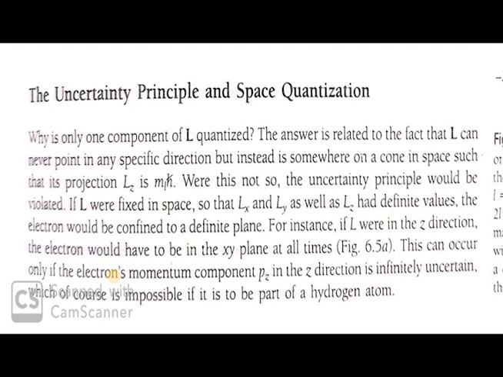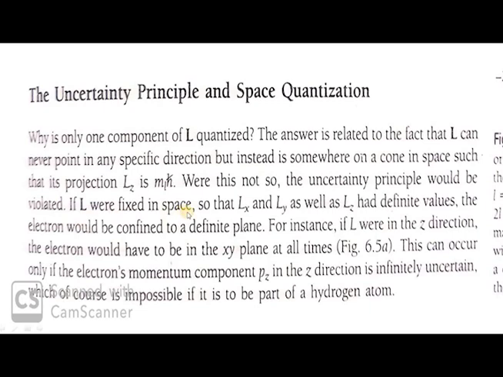So the next question is, why is only one component of L quantized? Another question. The answer is related to the fact that L can never point in any specific direction, but instead it can lie only on a cone in space, such that we have a projection Lz equal to ML h cross. It cannot take all values, and along the arbitrary z direction it can take the value Lz equal to ML h cross. If it is not taking these values, the uncertainty principle would have been completely violated.